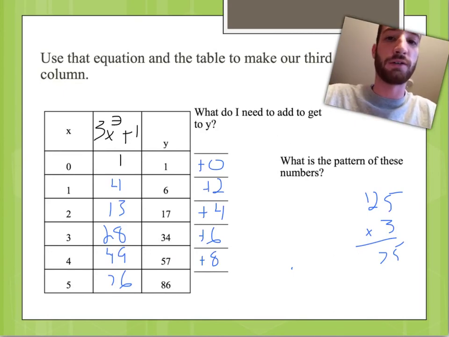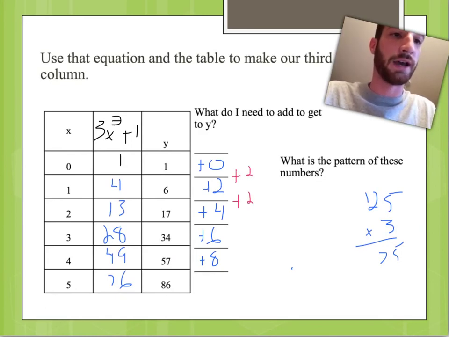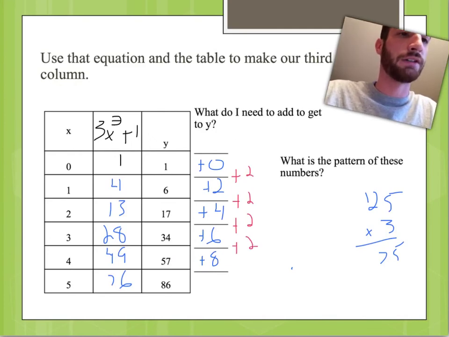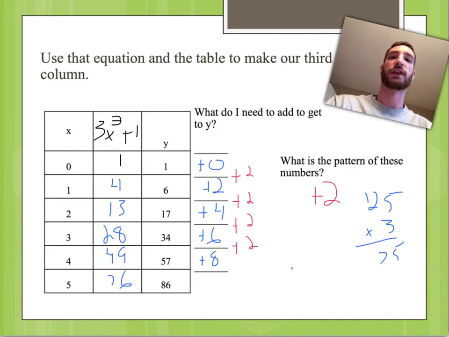So we go from 0 to 2, I add 2. From 2 to 4, I add 2. 4 to 6, I add 2. 6 to 8, I add 2. So the pattern of these numbers is a plus 2. So that means our b value is going to be 2.